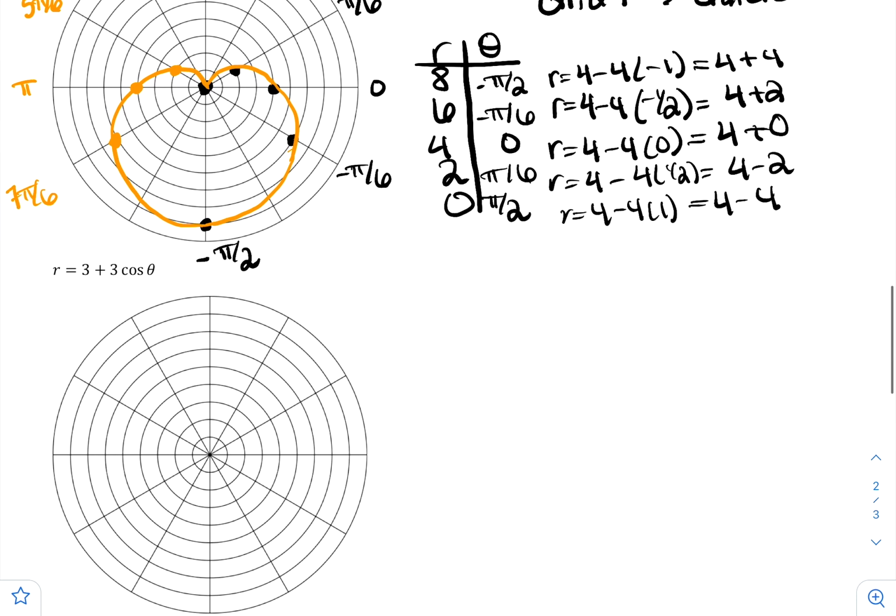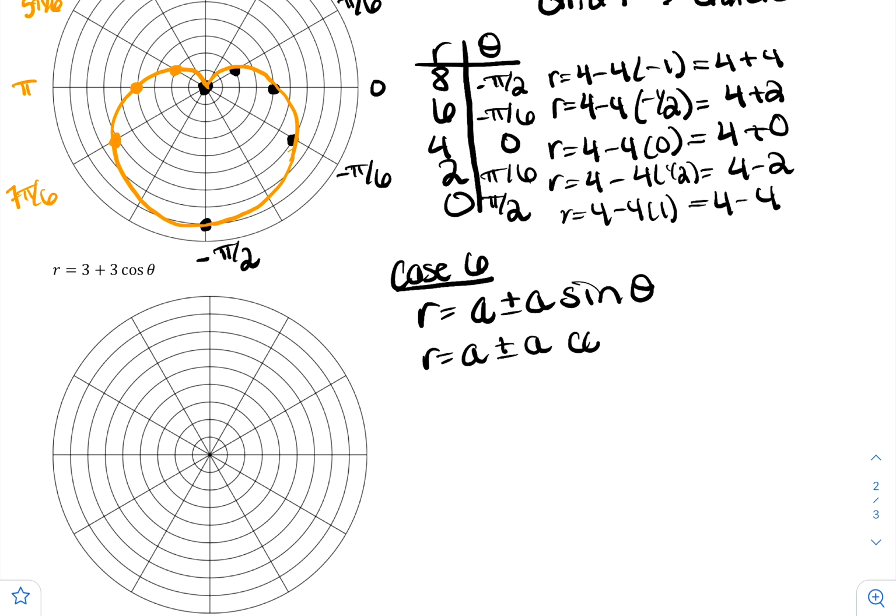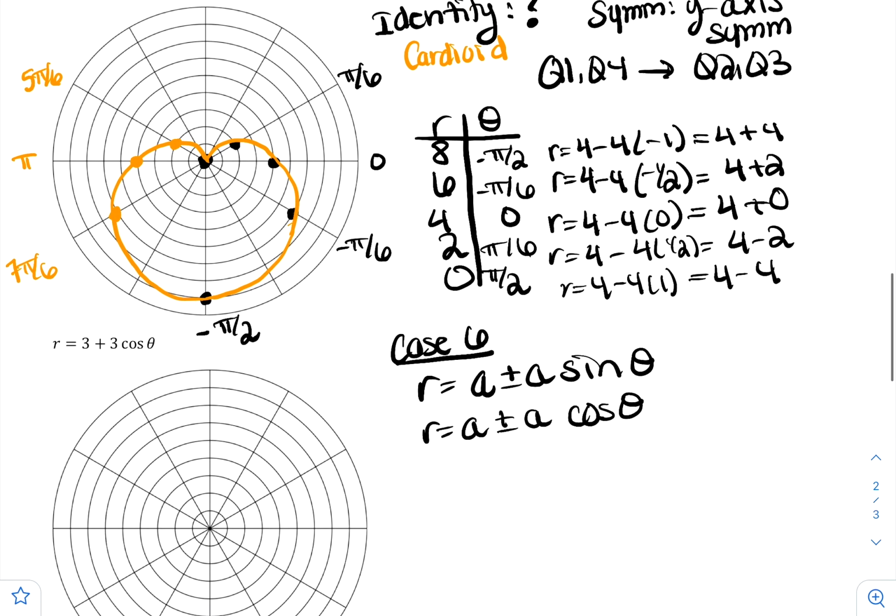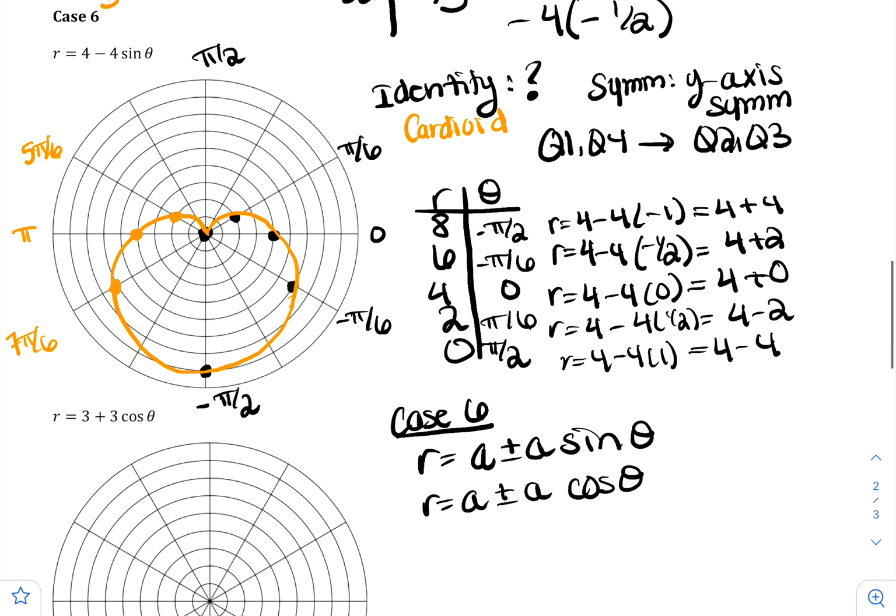So that's case 6. So let's write what case 6 is. Case 6 is r is equal to a plus or minus a sine theta, or r is equal to a plus or minus a cosine theta. So the numbers have to be the same. So 4 and 4, and then the next one 3 and 3. That's what's going to make it a cardioid. And you will see in following videos what happens when the numbers are different.